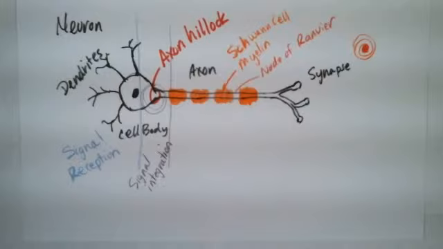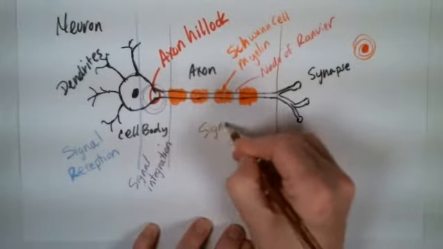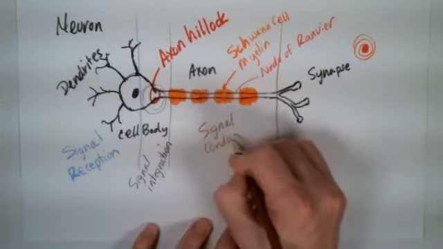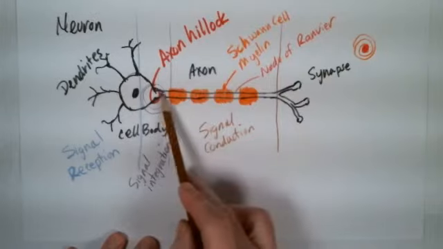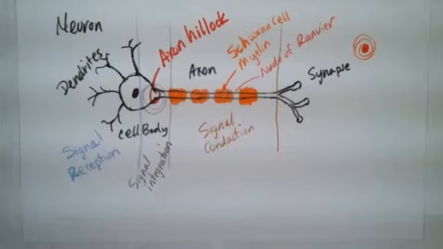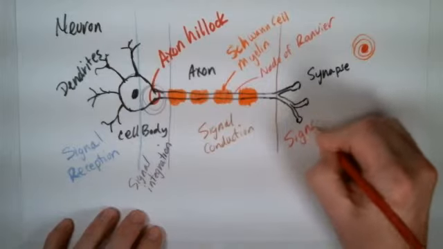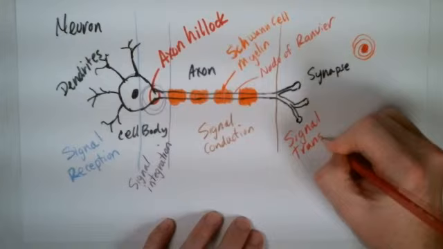This next piece down here is your signal conduction phase. It's exactly how it sounds. It's what's sending that signal down this axon so that it can have some effect when it gets down into the signal transmission section. And that's the last little bit down here. I'm going to switch back to red for that. This is the signal transmission section.